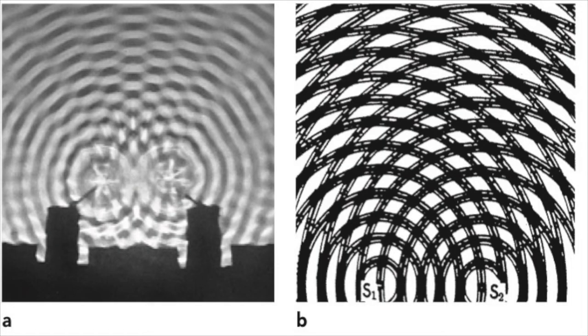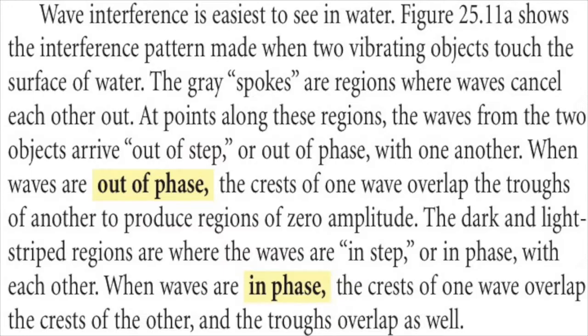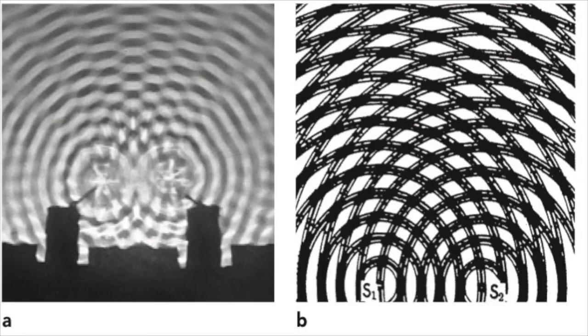Figure 25.11A, two overlapping water waves produce an interference pattern. B, overlapping concentric circles produce a pictorial representation of an interference pattern. Wave interference is easiest to see in water. Figure 25.11a shows the interference pattern made when two vibrating objects touch the surface of water.